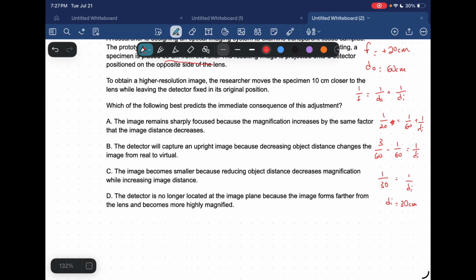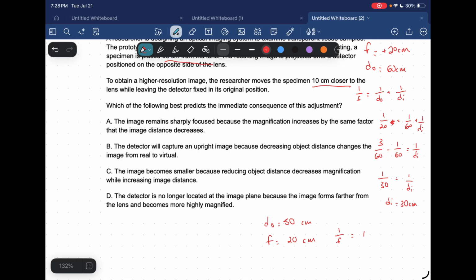Okay, and to obtain a higher resolution image, the researcher moves the specimen 10 centimeters closer to the lens while leaving the detector in its original position. Okay, so DO is now adjusted to 50 centimeters, and that has no bearing on focal length. That's an intrinsic property of the lens, so that is still going to be 20 centimeters. So now we have to solve to see where the new image is formed.